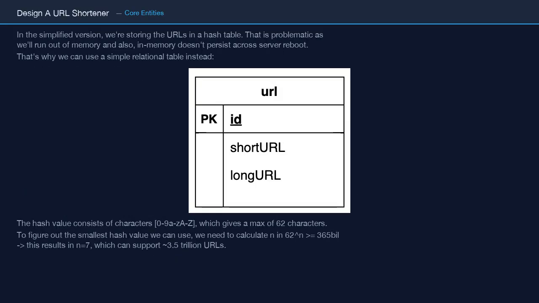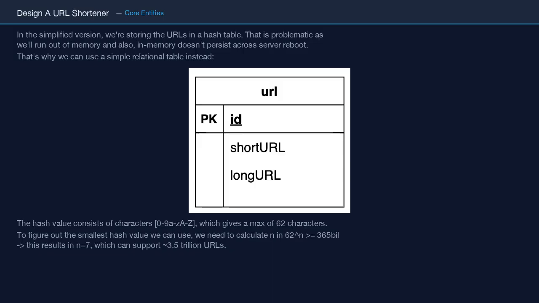Let's talk about core entities. In a simplified version of this system, you might reach for an in-memory hash table to store your URLs. That approach has two serious problems. First, memory is finite, so you'll eventually run out of space. Second, anything stored in memory is lost the moment the server restarts, so you have no persistence. To solve both of those problems, we use a simple relational database table instead. A single table with a few columns is all we need. It gives us durability and scales far more predictably.